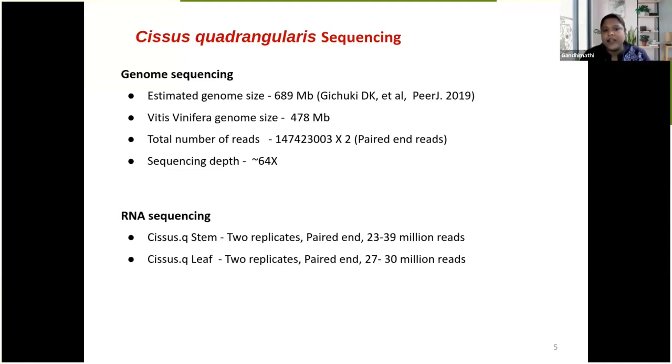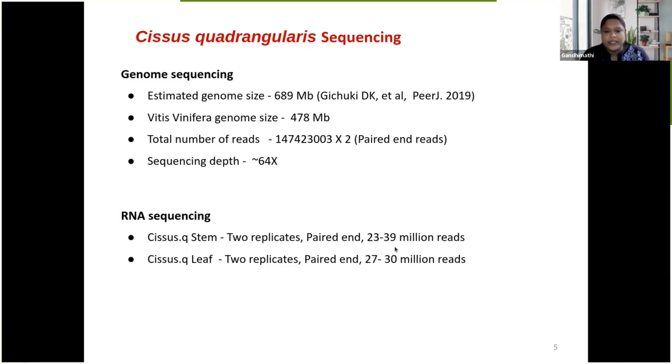In the same way, we have also done RNA sequencing. As I have shown you, leaf and stem have a lot of good medicinal values, which has been published and well studied as well. So we have sequenced stem with 2 replicates. RNA-seq is usually done with replicates to have good confidence in the expression data.